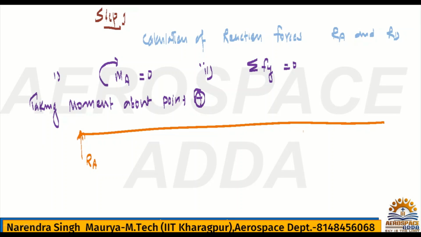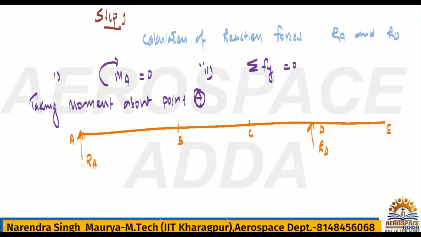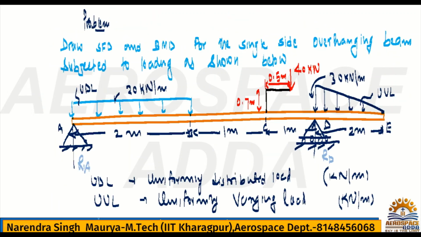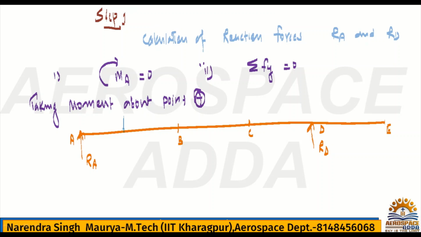Here we have RA, and here we have point B. Now we'll replace all the loads, converting to point loads. AB we have a UDL. What is the total UDL? It is 20 into 2, 40 kilonewton. And where will it be acting? It will be acting at mid. So I can say 40 kilonewton is acting at mid.